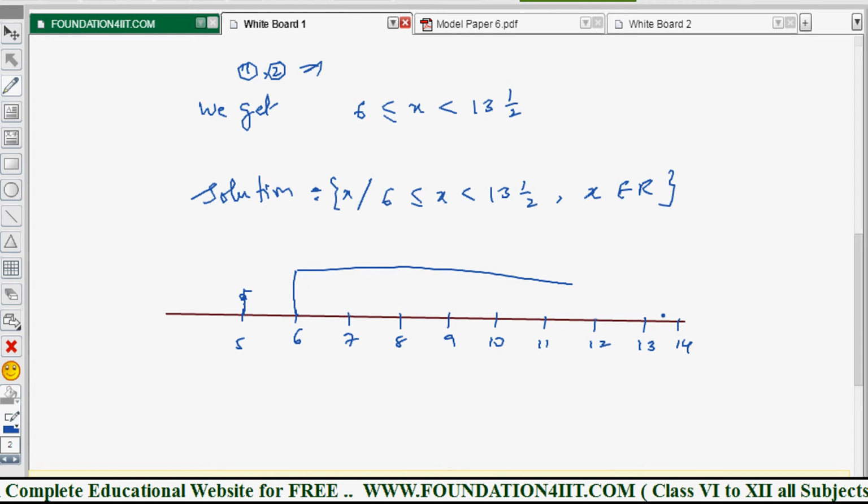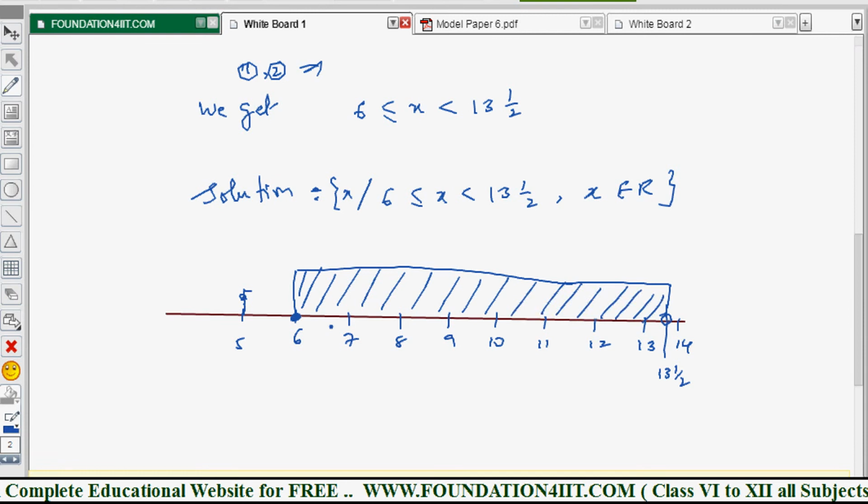From this, 13 and a half is the middle. So here you can keep the circle. This is the closed one. You can join it like this. Everything is covered in this line.